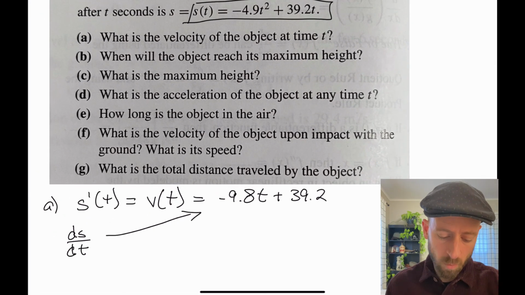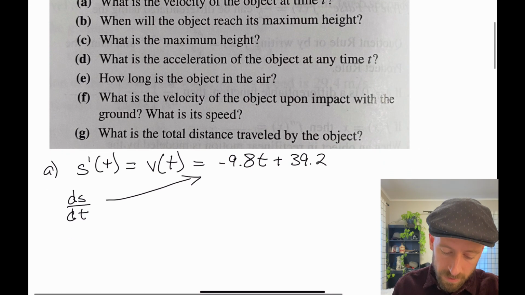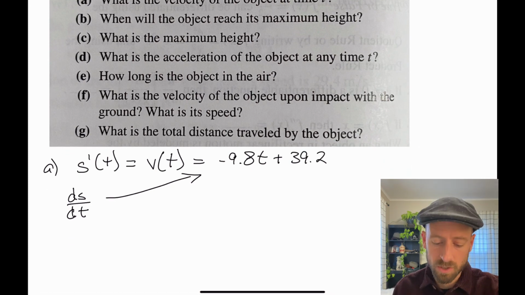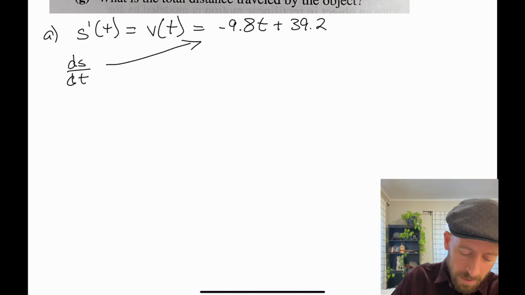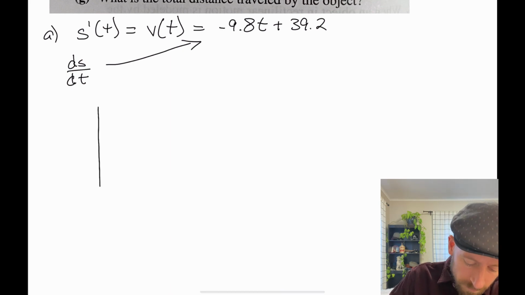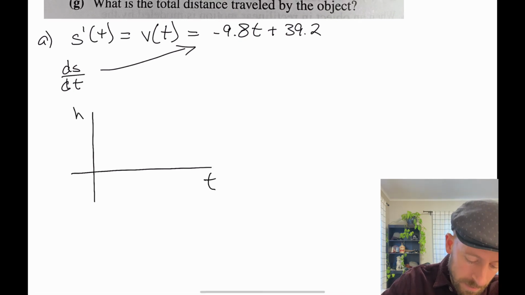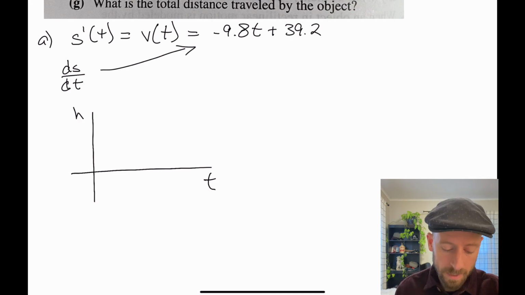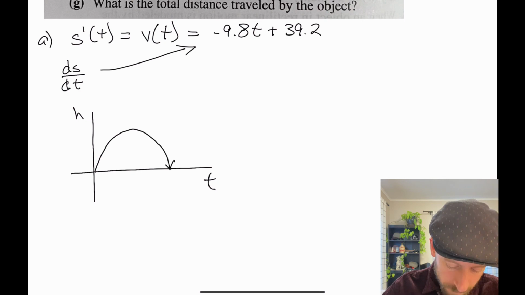So let's see. When will the object reach its maximum height? When will it reach its maximum height? Okay, so we've been given this function s of t, which is the position of it as it relates to time. So it's important to remember that what we've actually been given, when we think about this on the y-axis and x-axis, is time would be our x-axis and our height is our y-axis. So our graph will look like a parabola, like this.